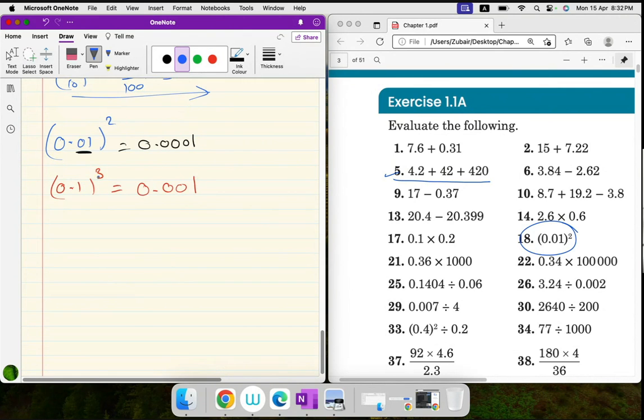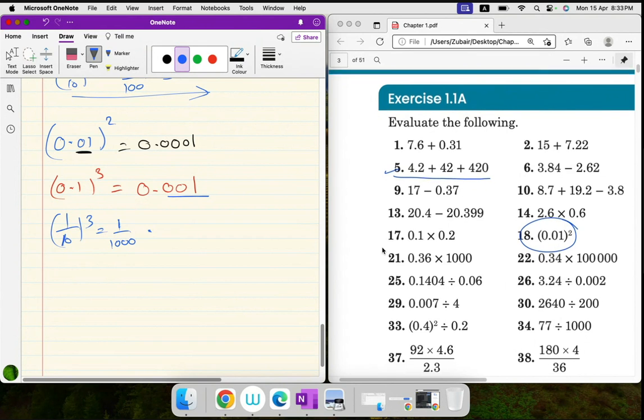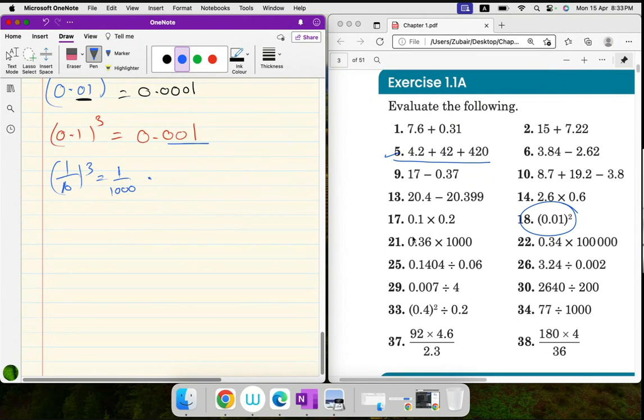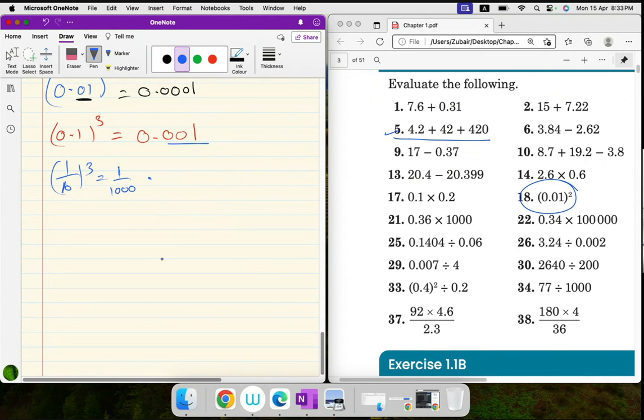Whereas when it is cube, keep in mind we are doing 1 over 10 cube. Basically, 0.1 is 1 over 10. So that would be three zeros in the denominator. Okay. So multiplication of zeros is always fun.